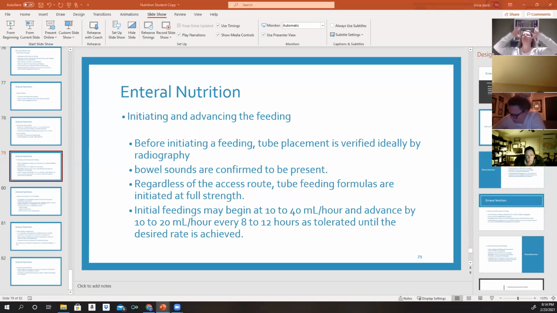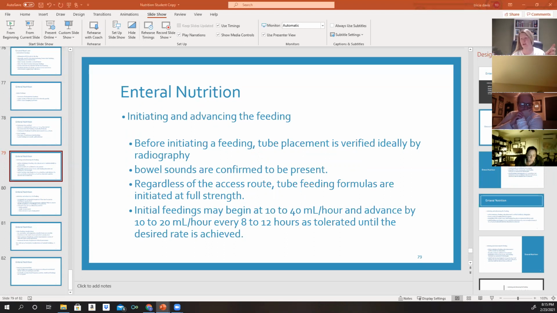So initiating and advancing the feeding. Before initiating a feeding, the tube placement is going to be verified, right, by getting that x-ray. If your patient has a G-tube, they're going to come back already having had an x-ray. They are going to put that tube in, send them off to x-ray, and bring them back to, usually in a place called interventional radiology, we call it IR.